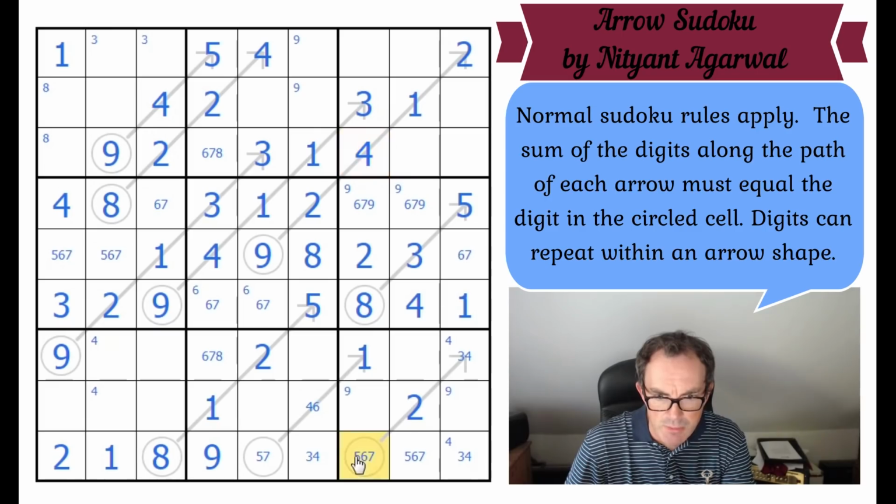Now, this square can't be 7 anymore because this one can't be 5. So let's remove that and see if that helps us. Not quite. No, not quite. So I think we're slowly whittling this down, but we certainly are not done yet.